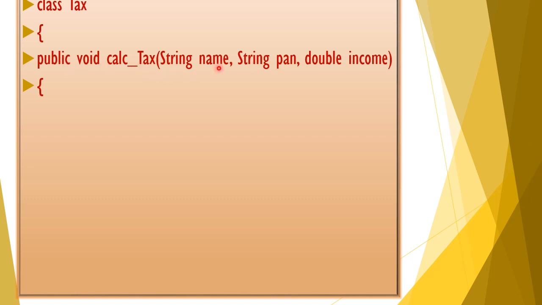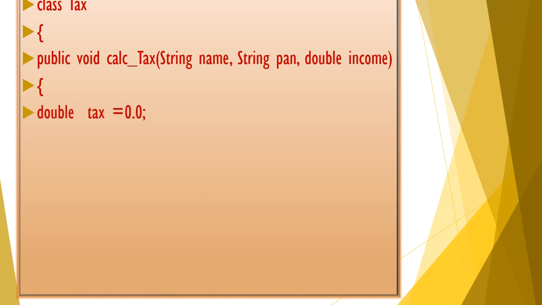String name. Name is the variable for storing the name of the citizen or name of the person. String PAN. PAN is the variable for storing the PAN number of the citizen. You know, PAN number is a string type data because it consists of alphabets. And double income. Income is the variable for storing the annual income of the citizen, that is of double type.